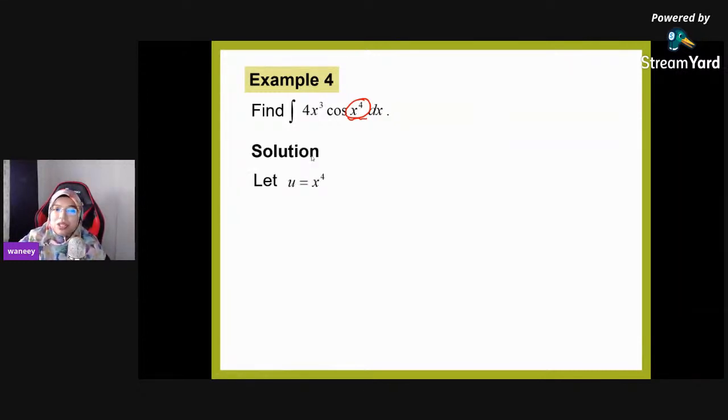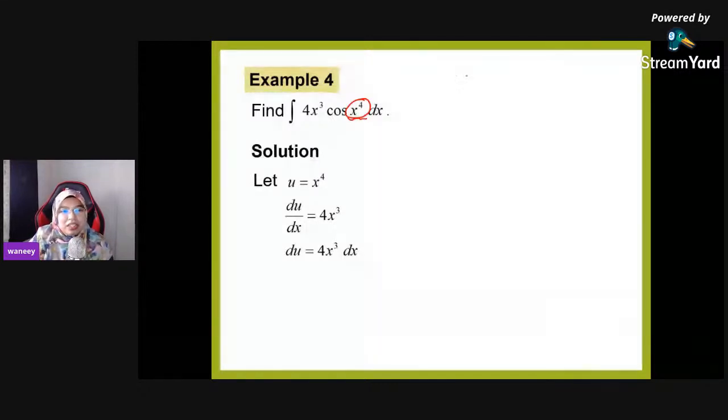So choose u equal to x to the power of 4. Then du over dx is simply 4x cubed. That means du is equal to 4x cubed dx. So now this one, we can easily change this one to become cos of u, and then 4x cubed dx can be changed to du.